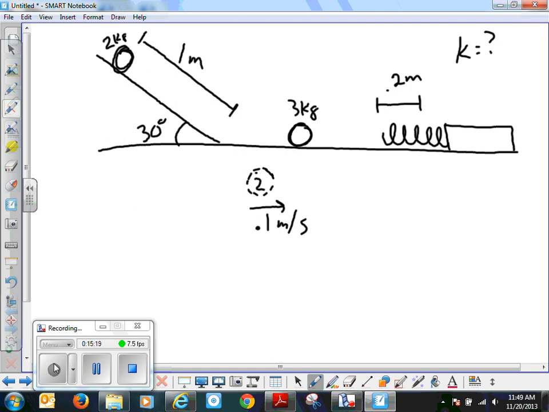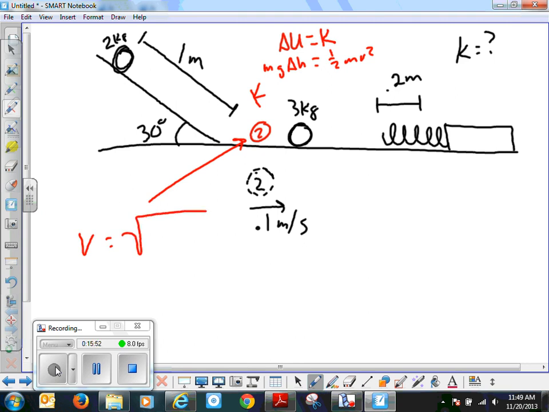Okay, let's see if we can do that. So we need to figure out what the velocity is of the 2 kilogram ball first, right? And that's going to come out of a kinetic energy. So our change in potential is going to turn into kinetic. So mg delta h is 1/2 mv squared. So our velocity of this ball here is going to be equal to the square root of, cancel that mass out, 2g delta h, which in this case is 0.5 meters. Do you agree with that? Okay.